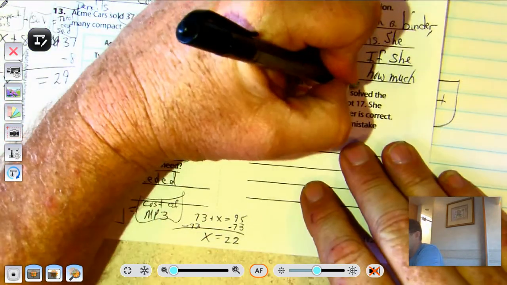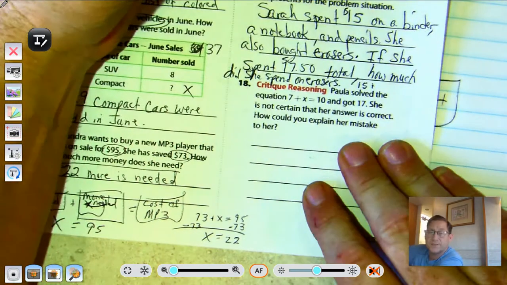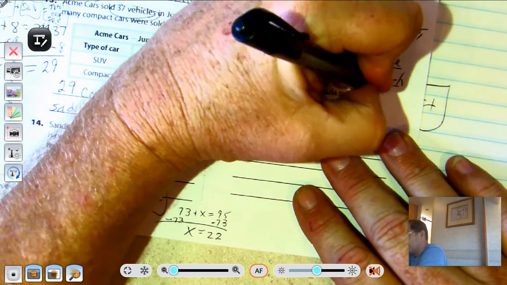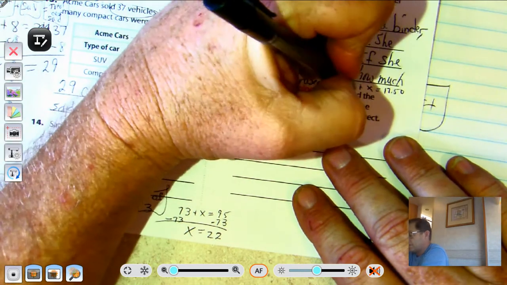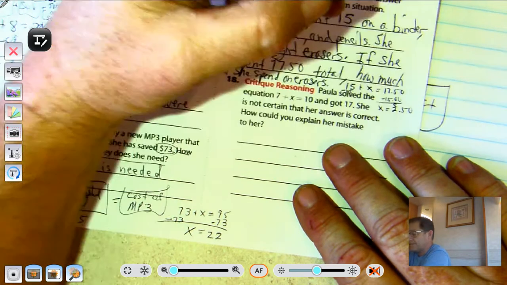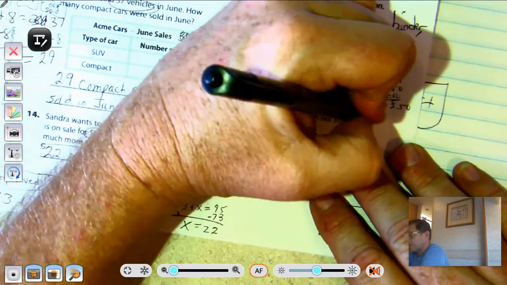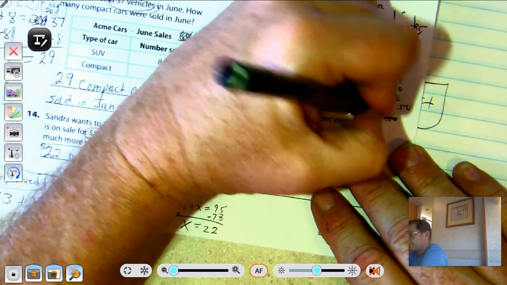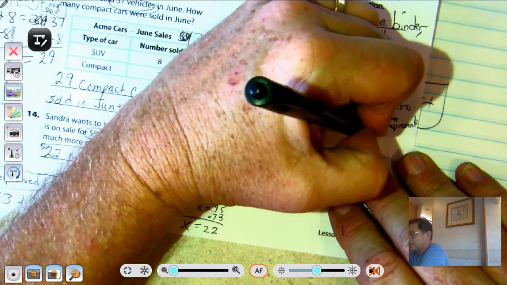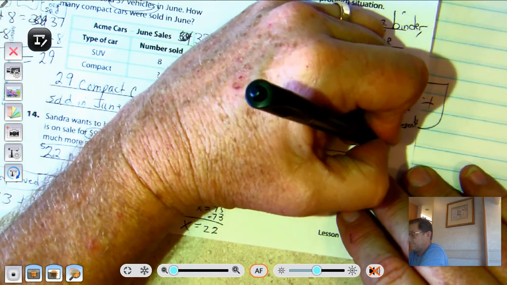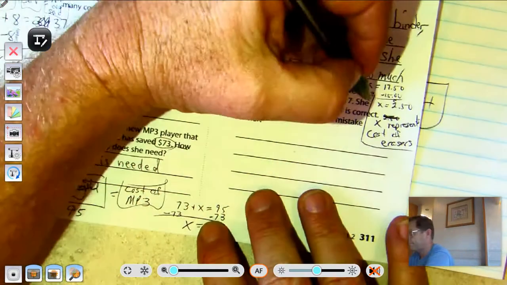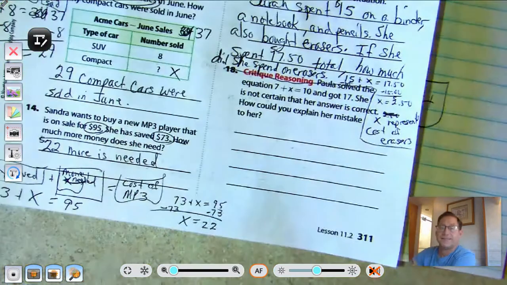All right, so the amount she spent on the binder, the notebook, and the pencils is $15, plus the eraser cost equals $17.50. So if we subtract 15 from both sides, she would be left with $2.50 for the erasers. X represents the cost of erasers.